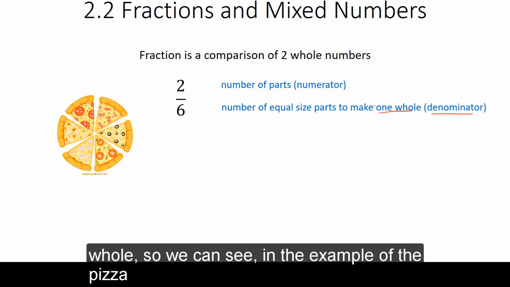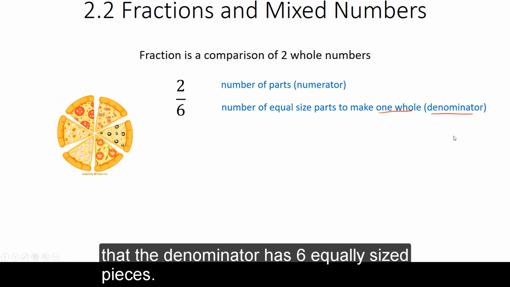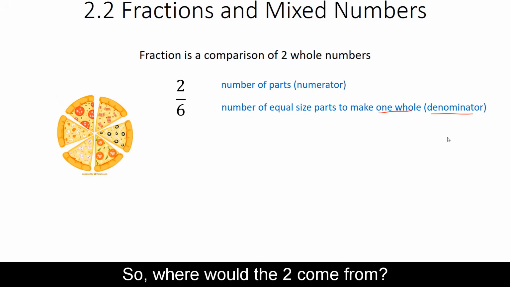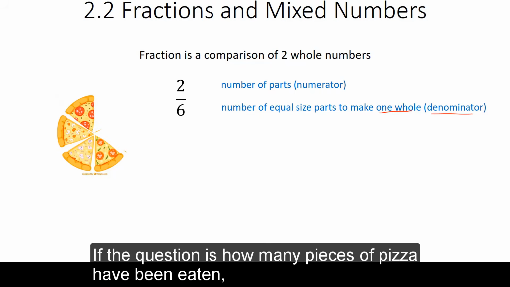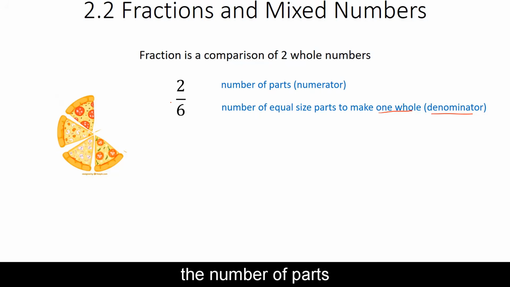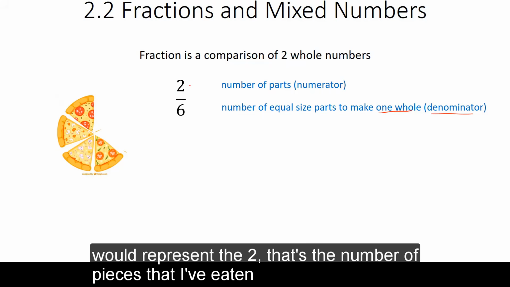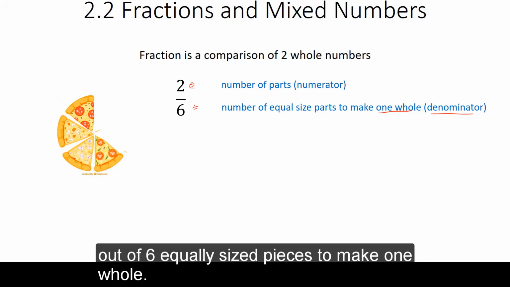So we can see in the example of the pizza that the denominator has 6 equally sized pieces. So where would the 2 come from? Well, let's look at an example. Say that I ate 2 pieces of pizza. If the question is how many pieces of pizza have been eaten, the number of parts would represent the 2. That's the number of pieces that I've eaten out of 6 equally sized pieces to make one whole.